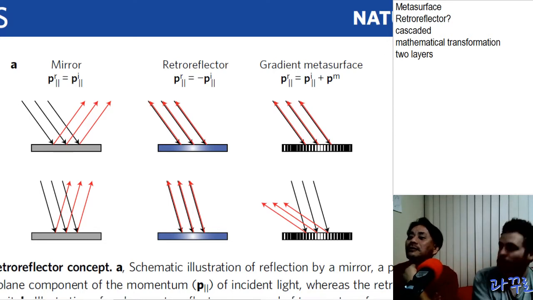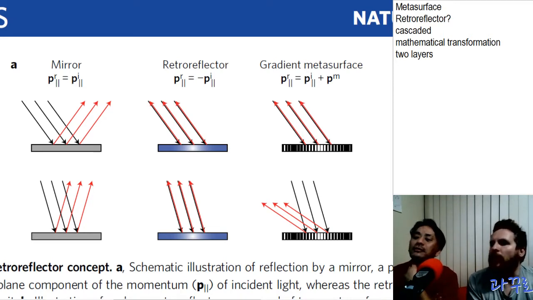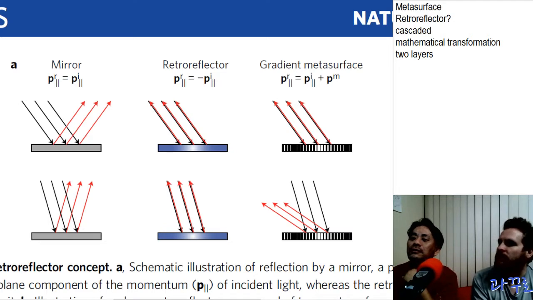It seems to be indicating how a normal mirror works, showing that the angle of incidence is equal to the angle of reflection, regardless of the incidence of the incident light. And then the retroreflector is showing that the reflection is the same as the angle of the incident light, which is interesting behavior.